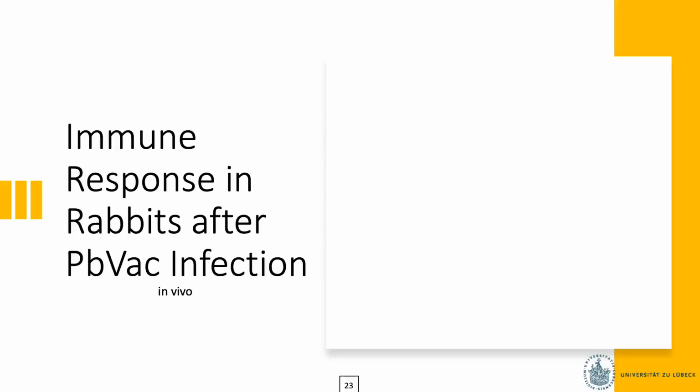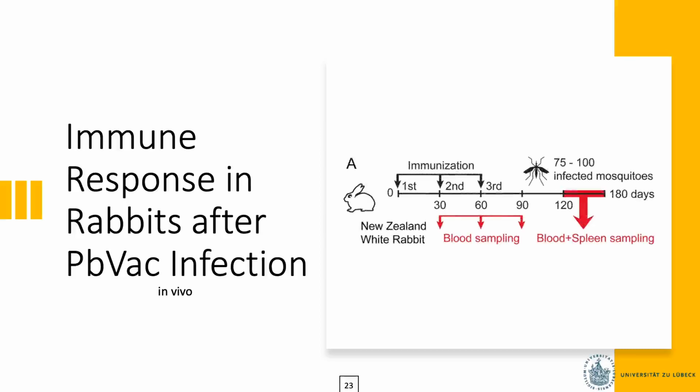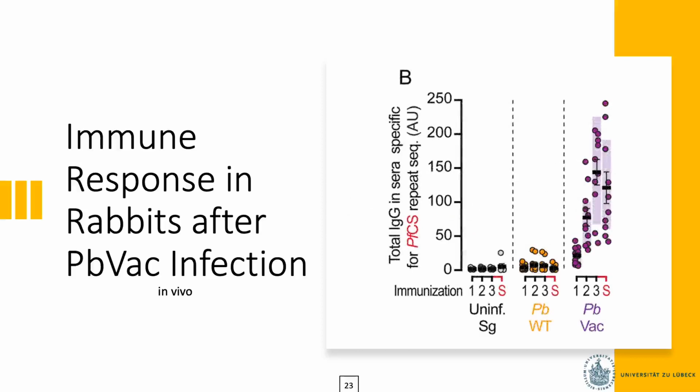Now that we have established infectivity, we can look at immune response. For this purpose, rabbits were immunized multiple times via mosquito bite as a form of natural vaccine injection, blood and spleen collected, and IgG titer measured, using ELISA, and Plasmodium falciparum or Plasmodium berghei protein fragments as antigen. Compared to the control with no Plasmodium, or PB wild type, much more antibody bound to Plasmodium falciparum CS fragments when the animals were infected with PB-VAC.